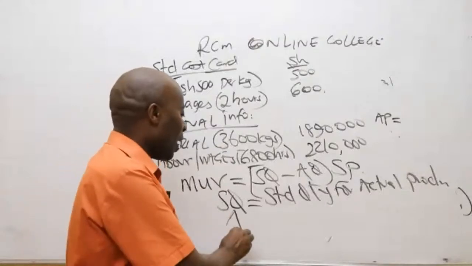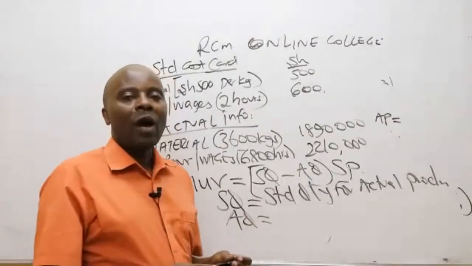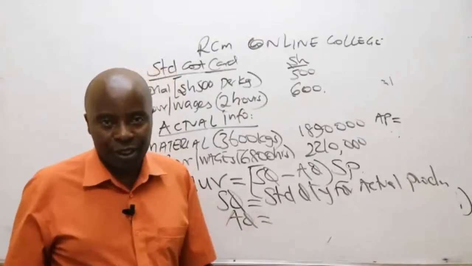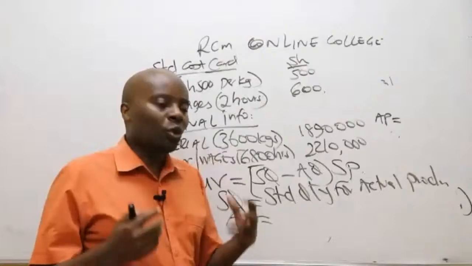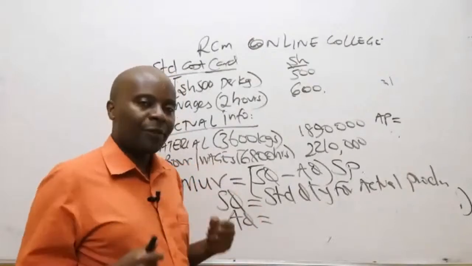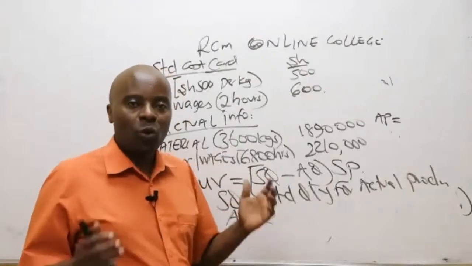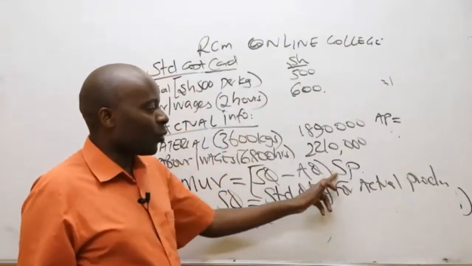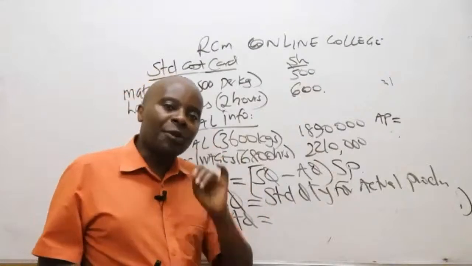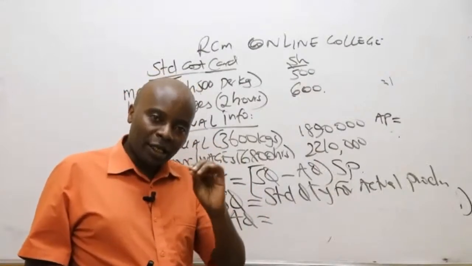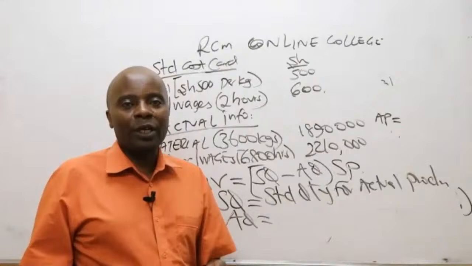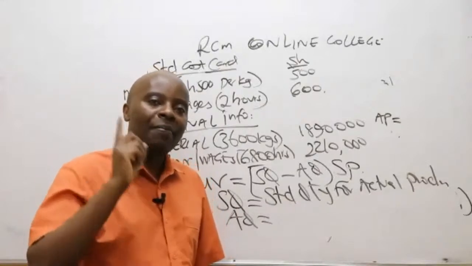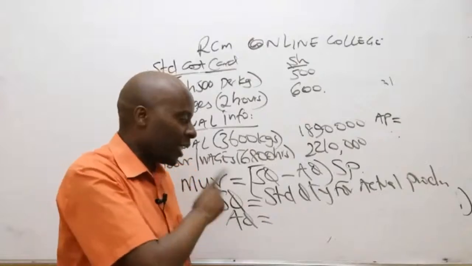And then we have our AQ. AQ is the actual quantity that was used. And then, of course, SP stands for standard price per kilogram. And I would want to give you exactly 1 minute for you to get this answer correctly.